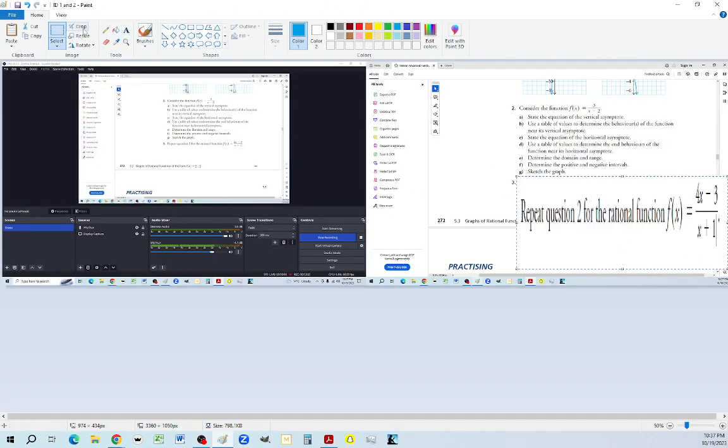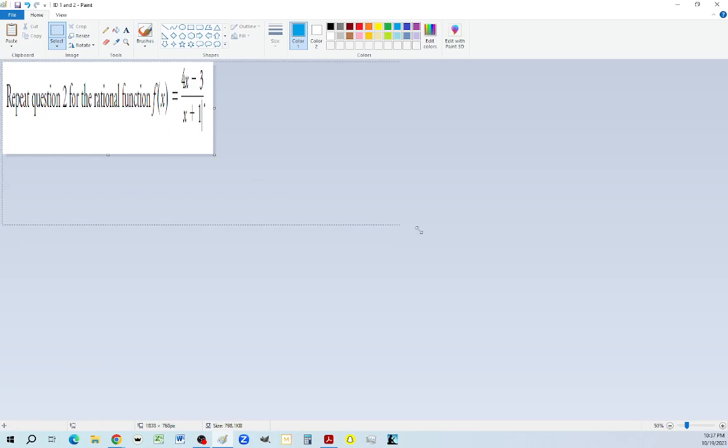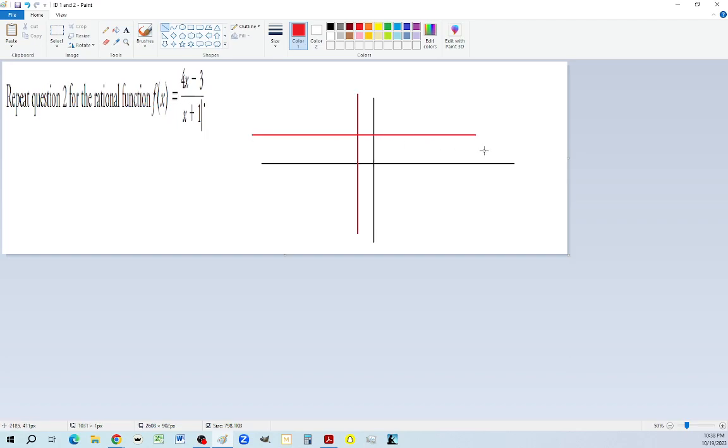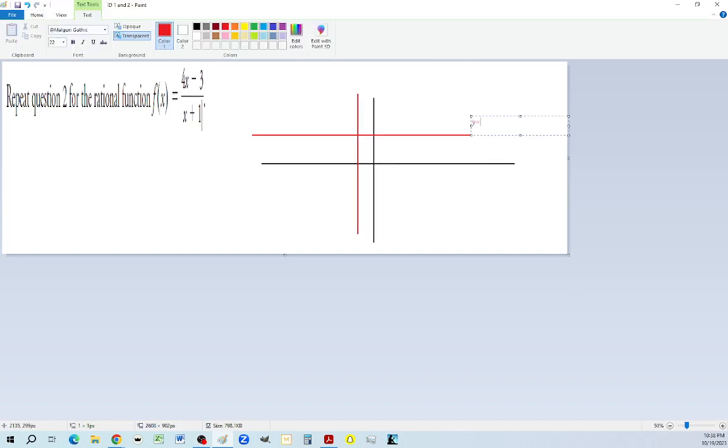And this one I'll just do really fast. So the vertical asymptote, we can see x plus 1 down here. So there's going to be a vertical asymptote. Let's just draw the graph. So there's going to be a vertical asymptote at x is minus 1 right there. And because the degrees are equal, x power 1, x power of 1, we take the coefficient 4 and divide by coefficient 1, which means there's going to be a horizontal asymptote at y is equal to 4.